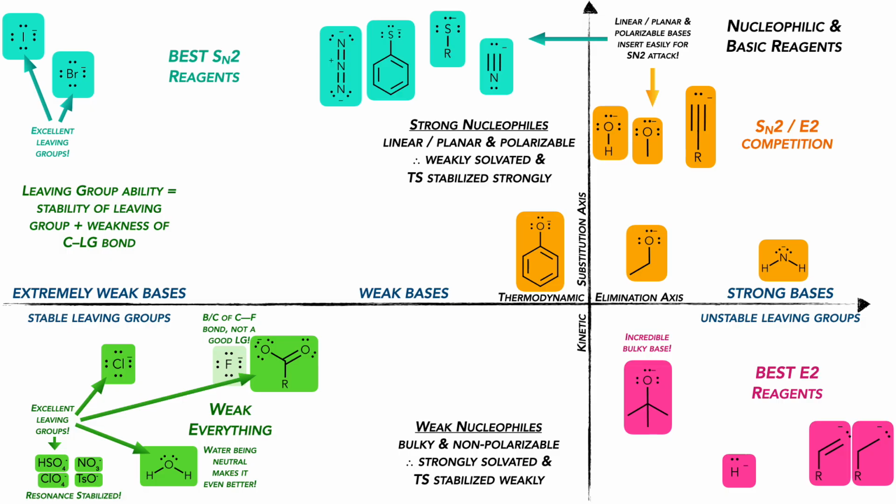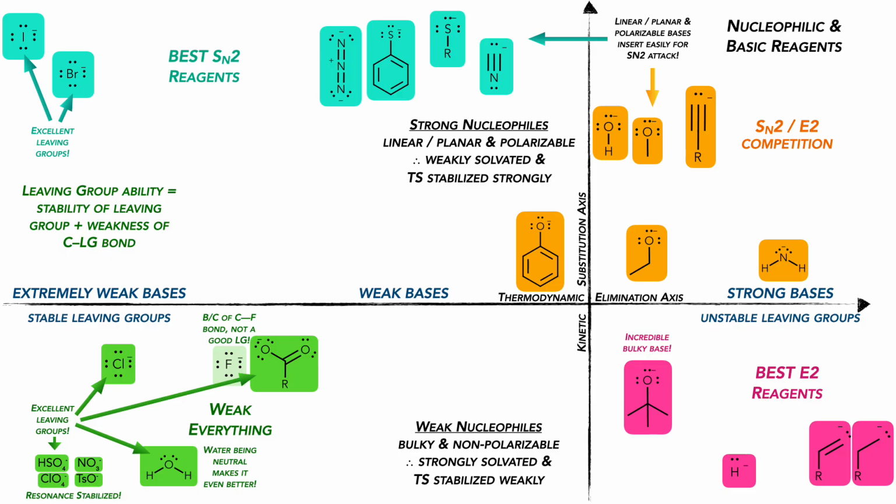These are the best SN2 reagents. These are reagents that are linear, or planar, and highly polarizable. But they are weakly basic. And because they're not very basic, they don't grab beta hydrogens. So instead, they insert directly into the carbon leaving group bond and give a clean SN2 reaction.